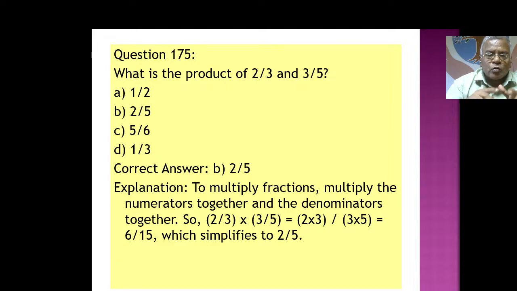2 by 3 into 3 by 5 means 2 into 3 divided by 3 into 5, isn't it? So 6 by 15 it will become, which simplifies to 2 by 5. 2 into 3 is 6, 5 into 3 is 15. So that way it simplifies to 2 by 5.